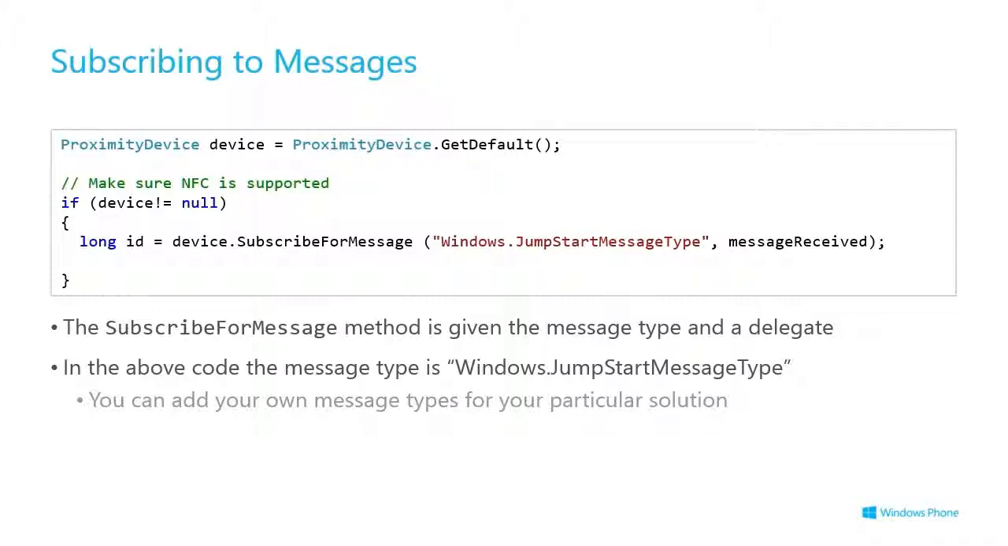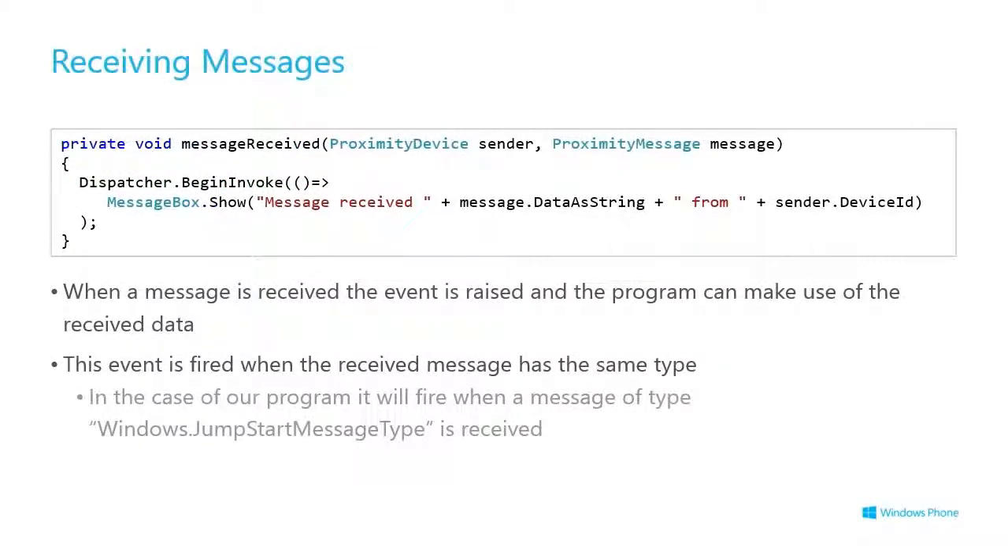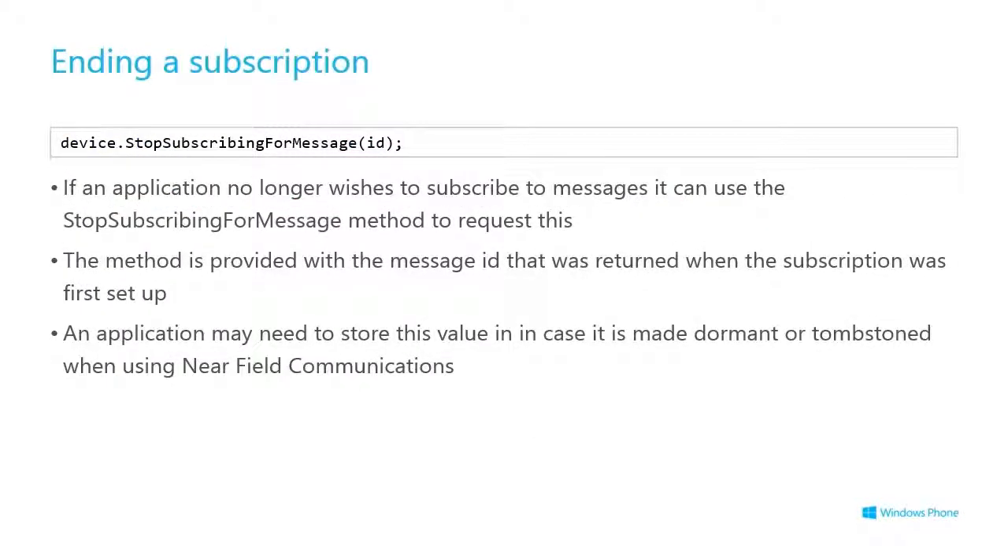On the receiving side, you'll need to subscribe for message, and obviously it needs to be the same message type. Again, you'll get an ID back, and you need to give it the delegate to a method that will handle that message when it comes in. In this case, the method is called message received, and that one looks like this. Here we're simply putting up a message box to say we've received a message, and it came from a sender with this particular device ID. And when you don't want to receive those messages anymore, you call stop subscribing for message. So it's a mirror image of what you do on the publishing side.